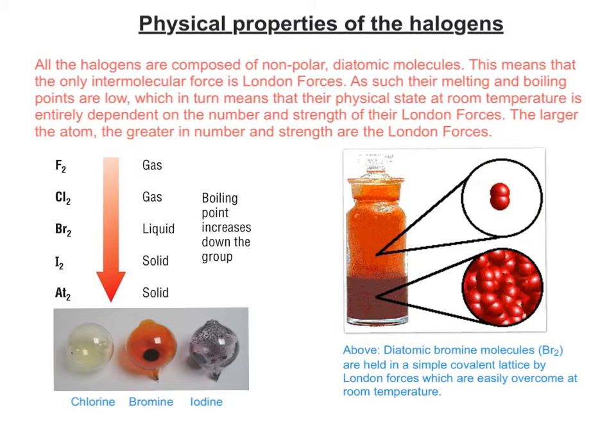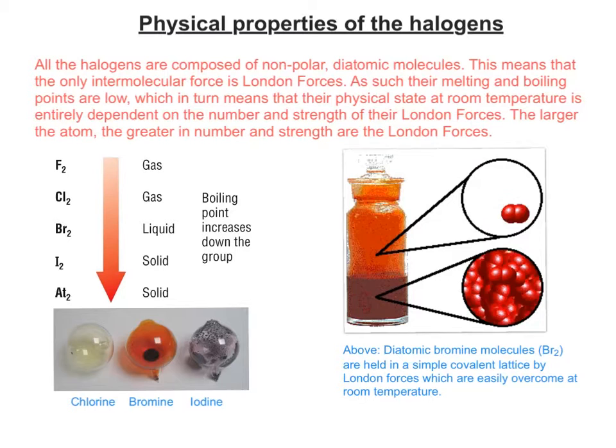So all halogens take the form of a diatomic molecule, and as such, because the electronegativity of each atom in that molecule is identical because they're the same atoms, you're only going to get London forces, and the molecule is going to be completely non-polar. So London forces are going to be the only intermolecular force that have to be overcome during changes of state. So basically, the state at room temperature is completely dependent on the strength of the London forces and nothing else.